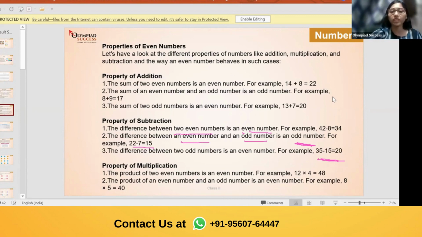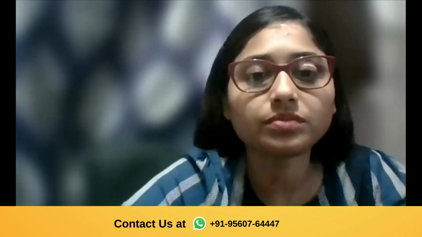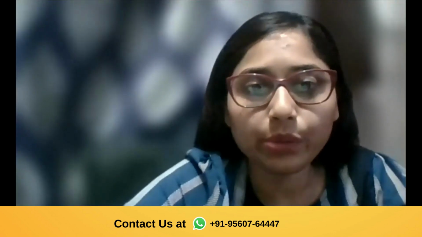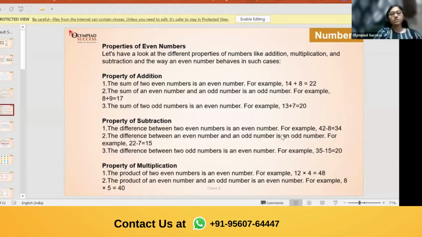What is the property of addition and subtraction? If yes, just give me thumbs up. Okay, great. Any problem? Any confusion? No? Where were we? Yeah, property of multiplication. So, who did not get the chance to read?